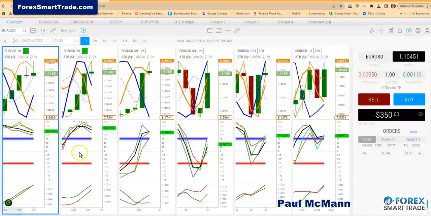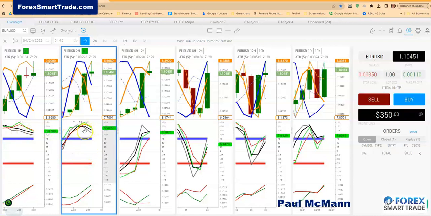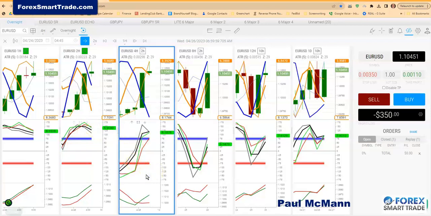Now, my confirmation on the 2-hour is overbought, so I have that. And on the 4-hour, we've just reached overbought. So I like to have both of these overbought. Doesn't mean it's not necessarily coming down. I'd like to see this a little bit further up into the overbought, because what I want to do is protect against getting stopped out.